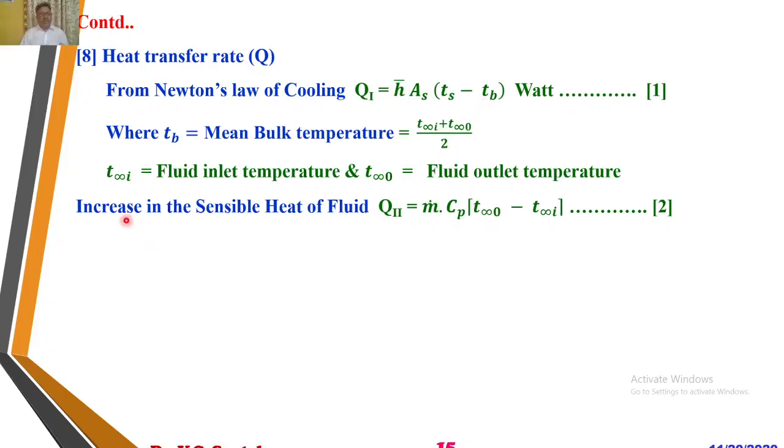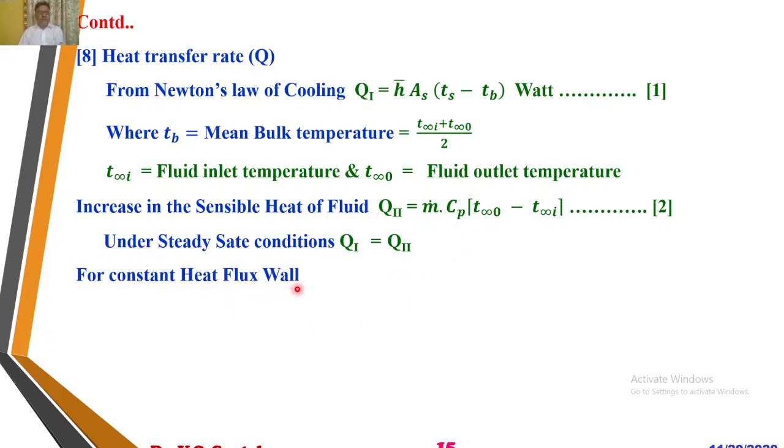Now whenever heat is transferred from the surface to the fluid, its sensible heat will increase. It can be given by Q2 is equal to m dot into Cp into (T_infinity,o minus T_infinity,i), where m dot is mass flow rate and Cp is specific heat of the fluid. Now under steady state condition, the rate of heat transfer from the pipe surface to the fluid by convection will be equal to the increase in the sensible heat. So Q1 will be equal to Q2.